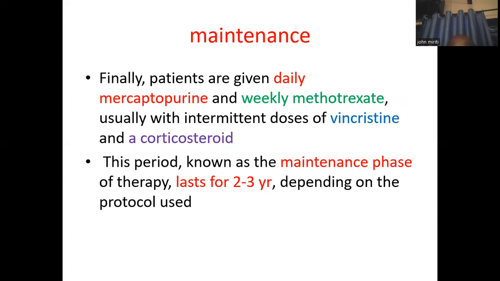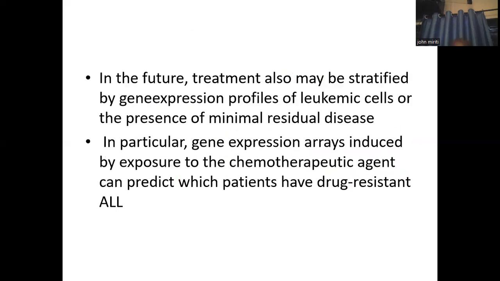So finally, in maintenance, patients are given daily mercaptopurine and weekly methotrexate, usually with intermittent doses of vincristine and corticosteroids. This period, known as the maintenance phase, often lasts 2 to 3 years, depending on the protocol used.